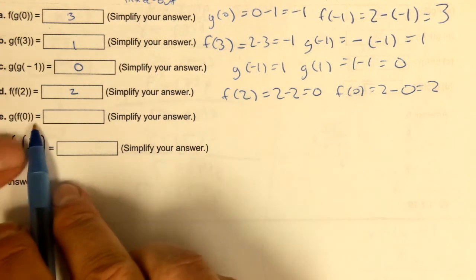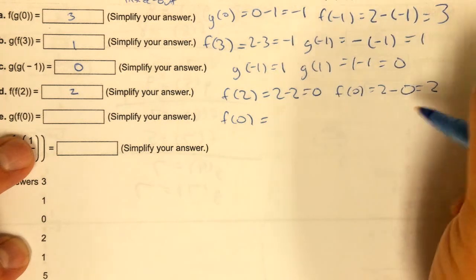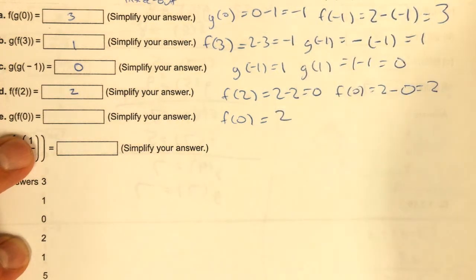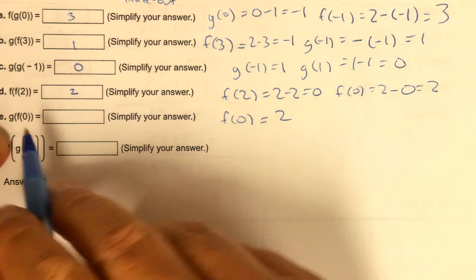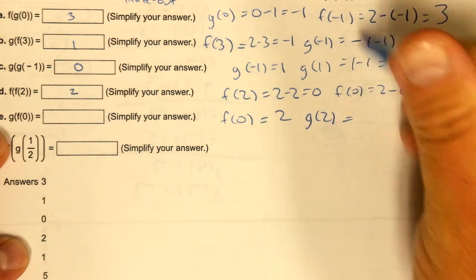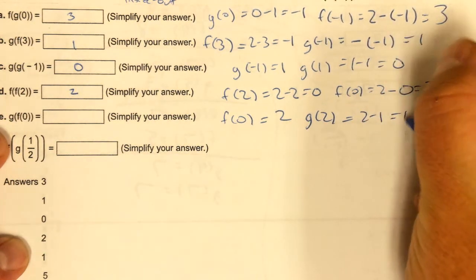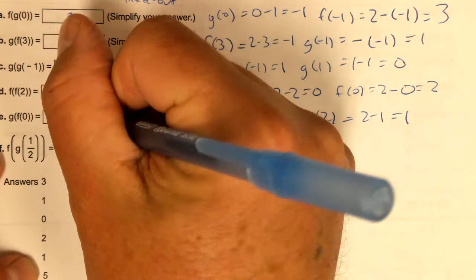Okay, so this one you do f of 0, which would be 2 because we just did that earlier. And now we do g of that answer. 2 falls in the bottom interval, and so you go 2 minus 1, which is 1. So that's that answer.